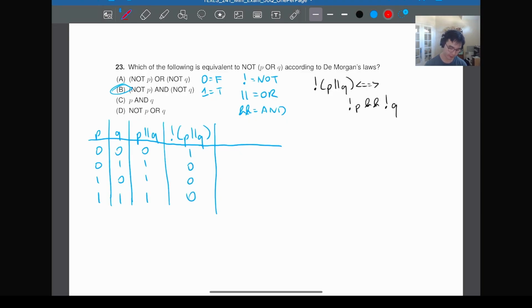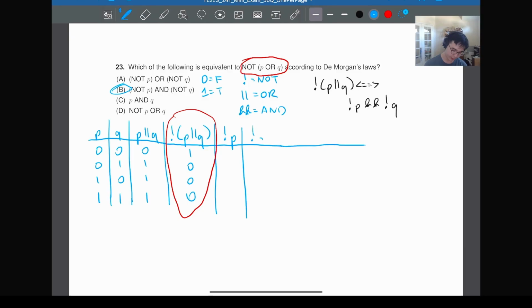So this is what I'm looking for. This is not (P or Q), which is this thing right here. I'm looking for an answer choice A, B, C, or D that matches that truth table. Let's go ahead and see each one. Let's look at A. Not P or not Q. So I'm just going to do not P right here, not Q right here, and then I'm going to or it.